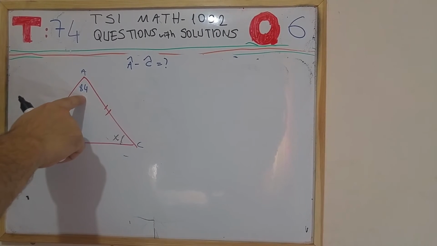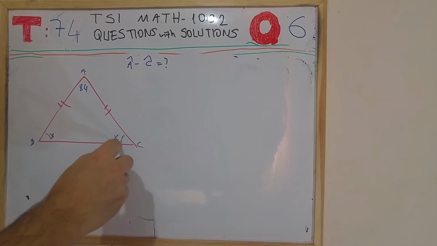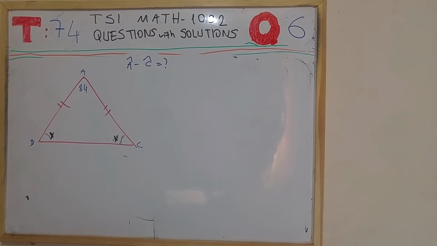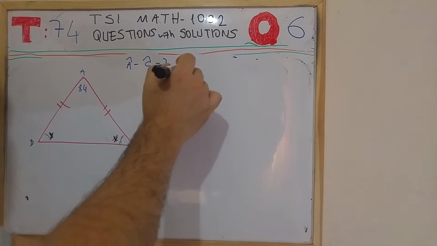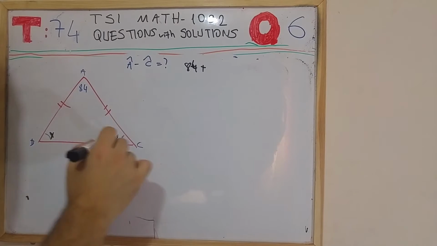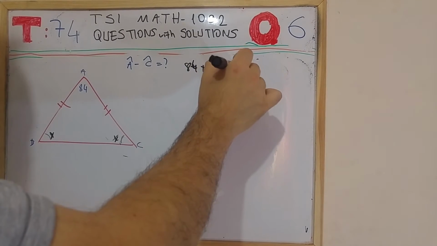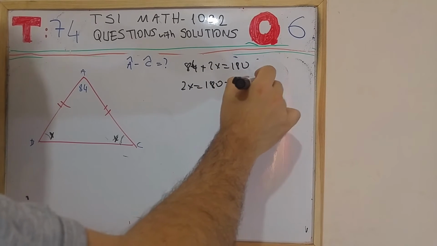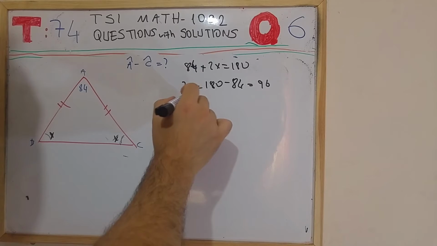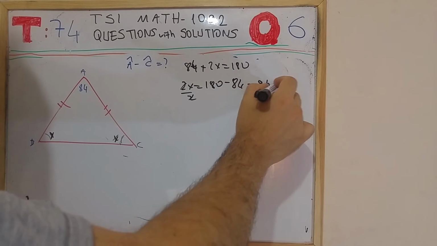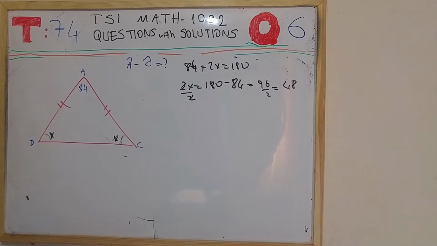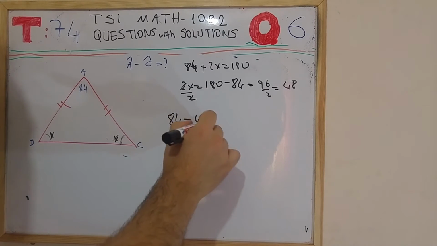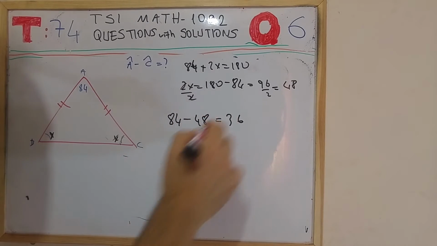I know that this angle is 84 and they're asking for angle C, and let's call that angle x, and angle B must be x too because this is an isosceles triangle. So what I have is 84 plus 2x, x plus x, is equal to 180. So 2x is equal to 180 minus 84, that is 96 degrees. So x is equal to, when I divide each side by 2, x is equal to 48 degrees. What they're asking me is the difference between these two angles, that is 84 minus 48, and this is equal to 36 degrees.